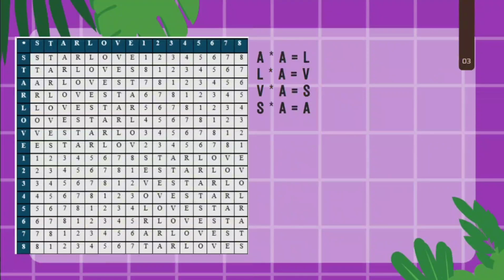Next, we have the element A. Let's see if this element is a generator or not. So A star A is equal to L, star A is equal to V, star A is equal to S, star A is equal to A. As you can see, element A did not generate all the elements that we have in our table. So the elements generated by A are the elements L, V, S, and A only. Therefore, A is not a generator.